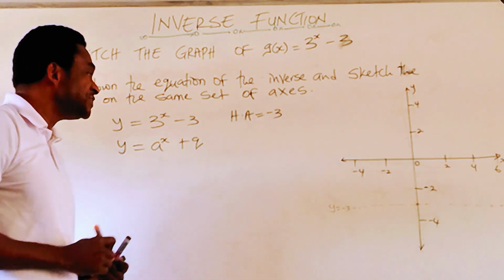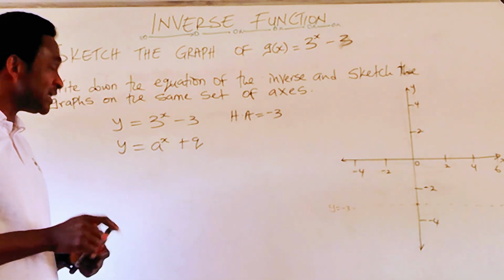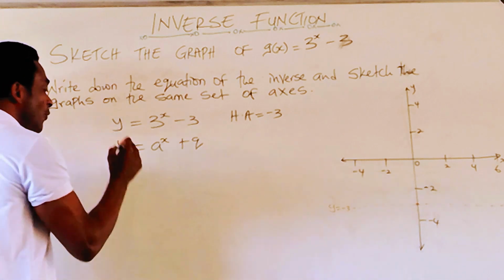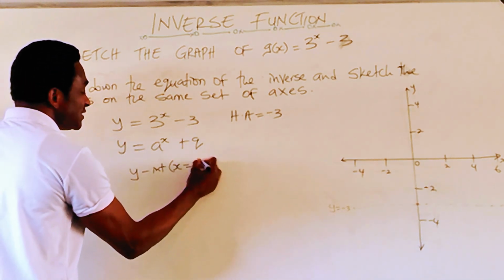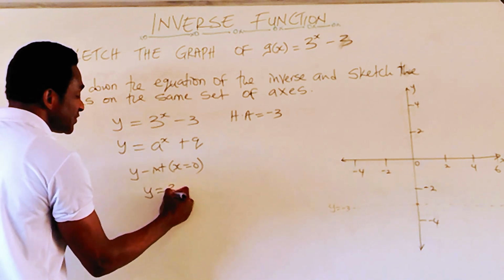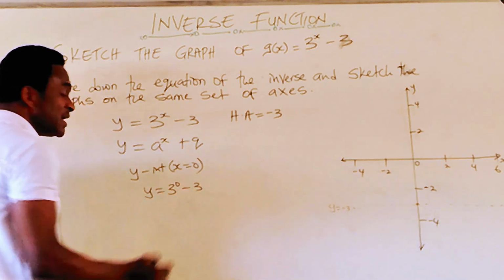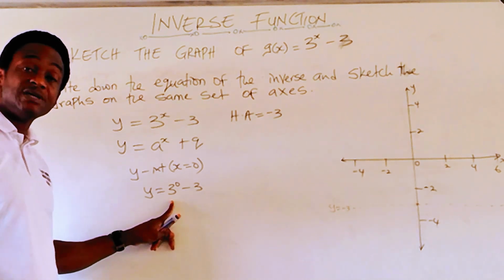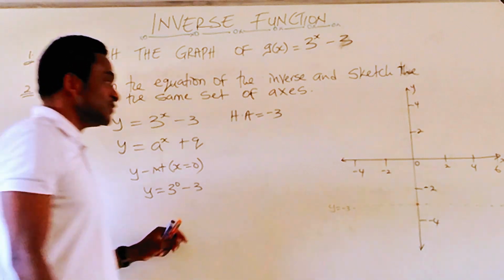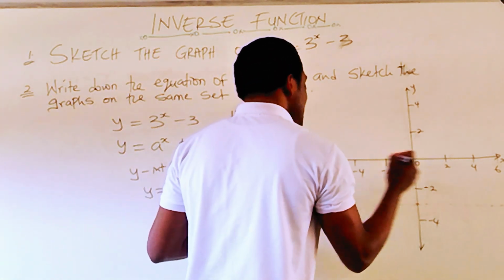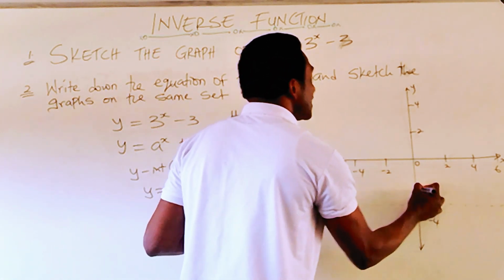And then we check if we have x and y intercepts. To calculate the y-intercept, remember, make x 0. So we have y equals 3 exponent 0 minus 3. Anything to the exponent of 0 is 1. So we have 1 minus 3, which is -2. So our y-intercept will be at -2.